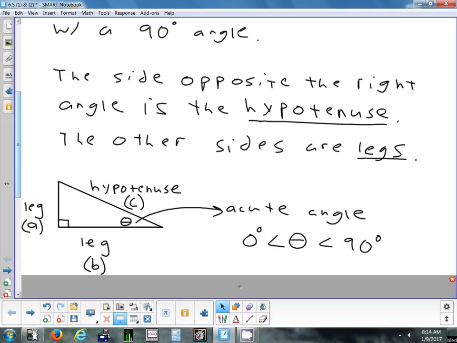Now, I wrote the definition here. An acute angle is an angle between 0 and 90. But how come this has to be acute? Why does it have to be between 0 and 90? This triangle only adds up to 180. Okay, so a triangle has to add up to 180. And you've already used the right angle for the 90. So out of the 180, all that you have left is 90. So this angle has to be less than 90 to leave a little bit for the 3rd one. Okay.